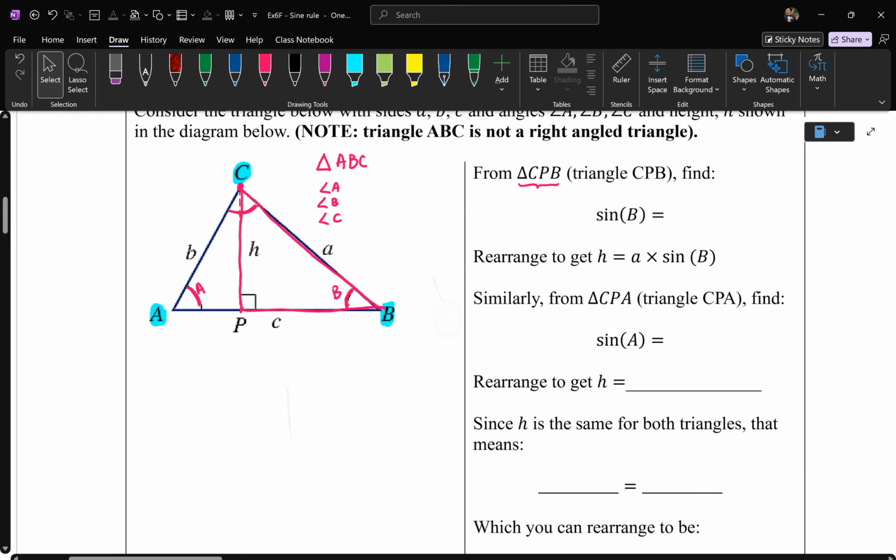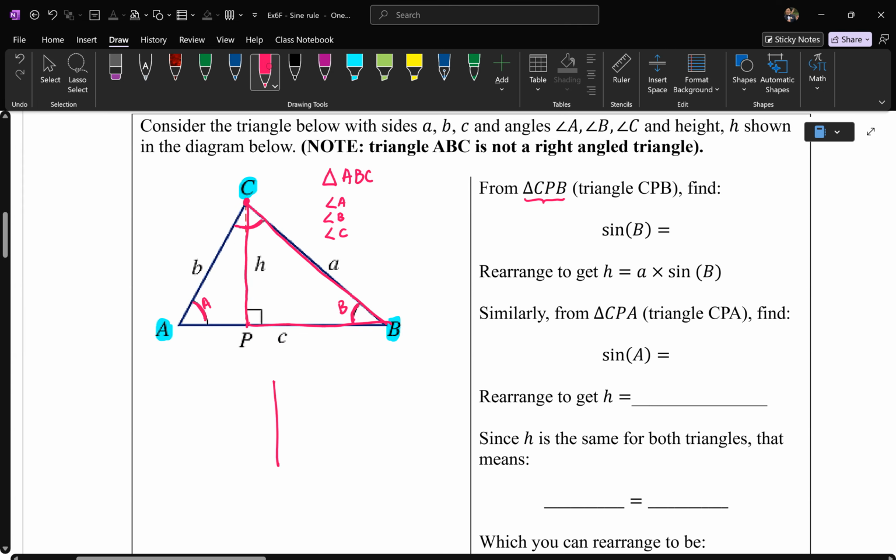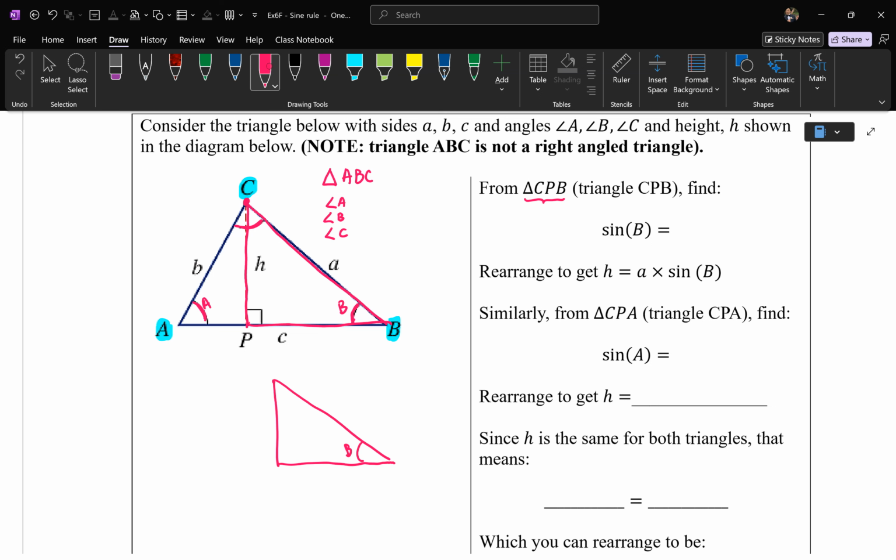That tells me if I split it up right now, let me just draw it down here so you can see. Here's my right angle triangle. This is angle B. This is the hypotenuse, which is length a. We've got a height we do not know, but we do know it's a right angle triangle, and we do not know what the bottom length here is.